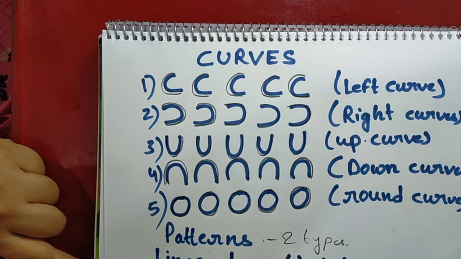So all these 10 patterns are also called strokes. And these patterns are very important for your kids to learn because it helps them to write alphabets and numbers.